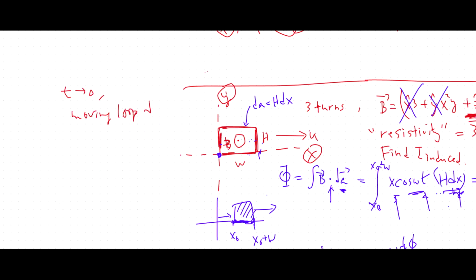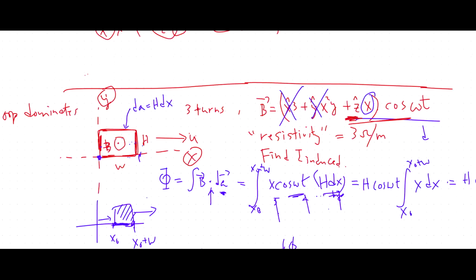And the B field is out of the page. Is this B field increasing or decreasing? So how do I know? Look at the function again. Is this magnetic field, when t is 0, increasing or decreasing? Decreasing, because cosine is a decreasing function. When t is 0, it's maximum, 1. Anything above 0, it starts decreasing.